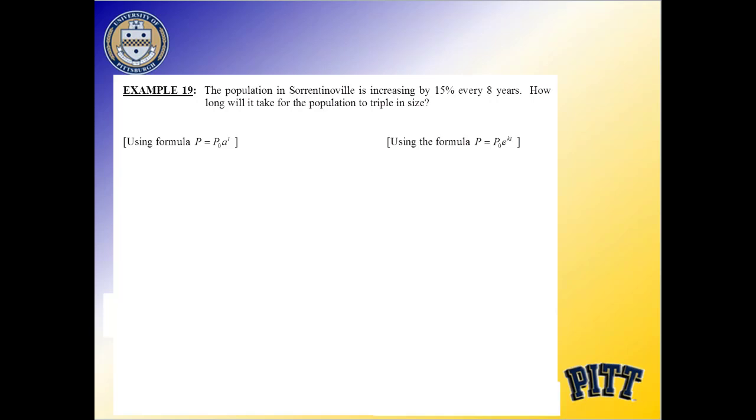Now here I'm going to show both ways of calculating this, and we're going to get the exact same answer. This is a growth problem. The population in Sorrentinoville is increasing by 15% every 8 years. How long will it take for the population to triple in size?